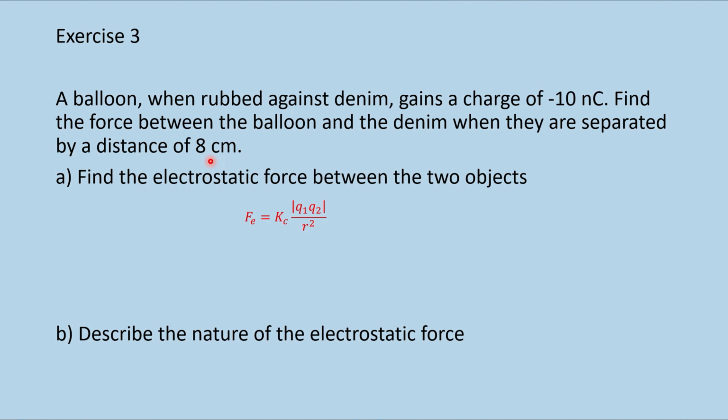Same thing, we apply Coulomb's law. Kc is constant, 9 times 10 to the power of 9. Q1, which is negative 10 times 10 to the power of negative 9, which is the charge of the balloon. Q2, which is the charge of the denim, which is positive 10 times 10 to the power of negative 9, over 8 times 10 to the power of negative 2 squared. We converted the distance from centimeters to meters, and we get this amount.